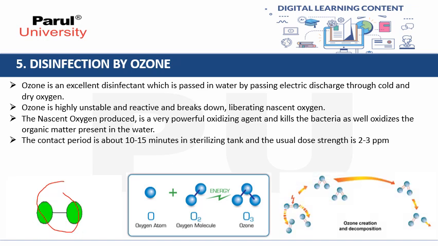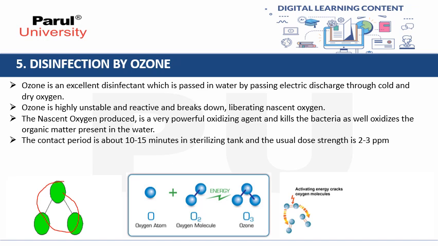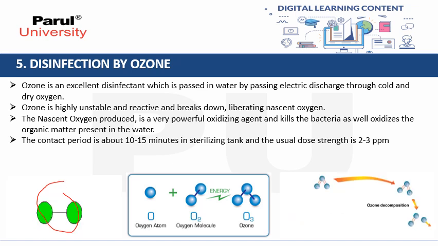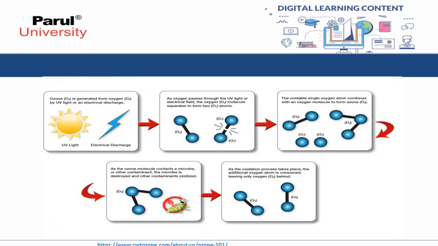Hence, the ozone, that is O3, is broken down with the help of radiation into O2 plus O, which is nascent oxygen. And this nascent oxygen is responsible for killing the germs and bacteria in the water. The ozone is generated from oxygen by UV light or an electrical discharge.